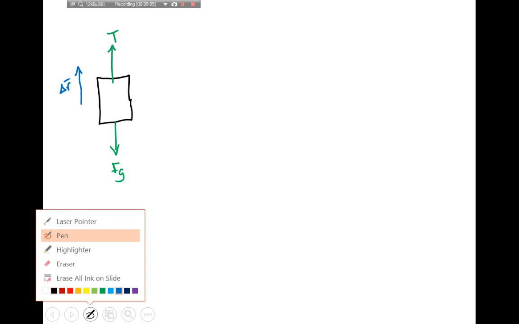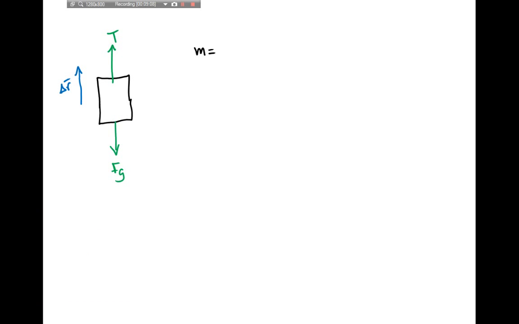And what we were given was we were told the mass of the elevator is 1200 kilograms. And we were told that the object is going to move upwards 25 meters. And we were asked to find the work that's done by the tension and the work that's done by gravity.